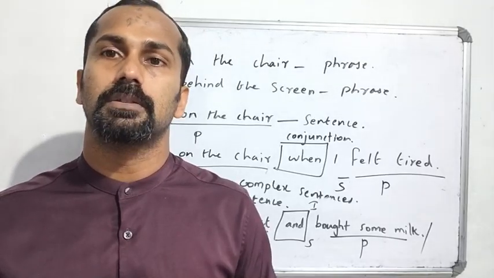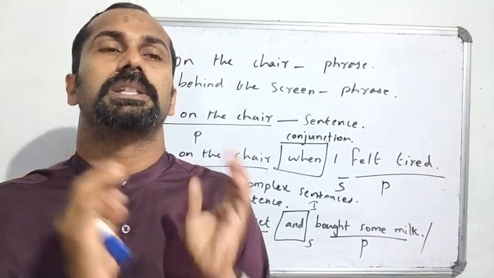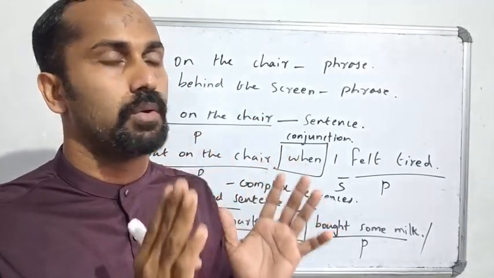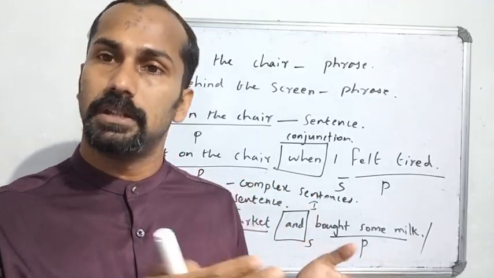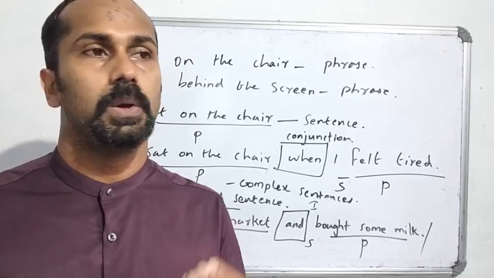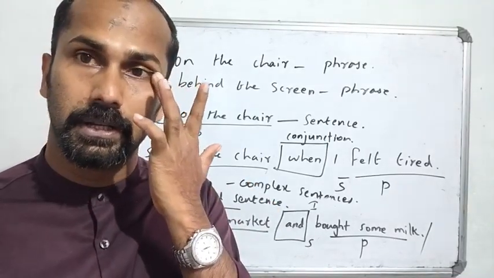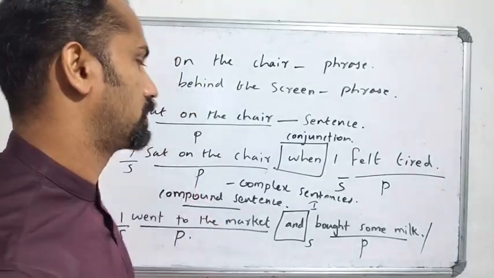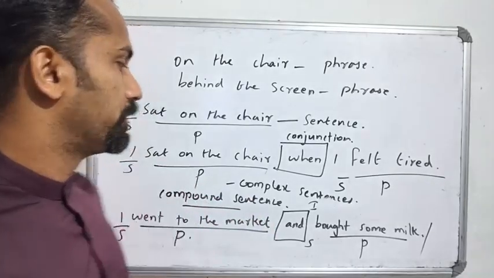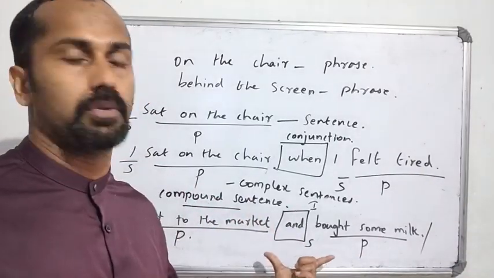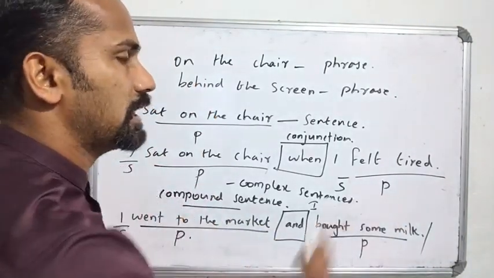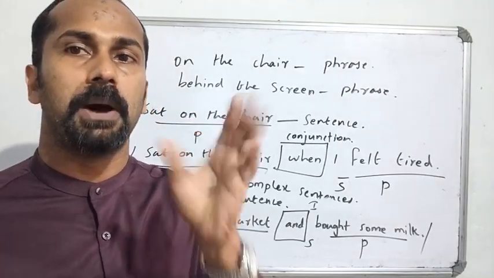So what is an independent clause? An independent clause is a group of words where subject is there, predicate is there, and it can stand alone and give complete meaning when it is alone. "I went to the market" gives complete meaning when alone. This is an independent clause, or principal clause. And "I bought some milk" is also an independent clause and principal clause. These two independent clauses are combined using "and." "And" is a coordinating conjunction. So this sentence is called a compound sentence.